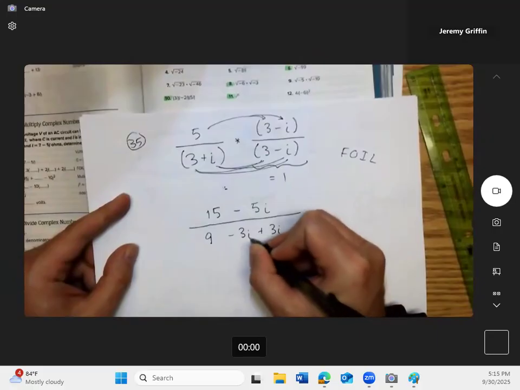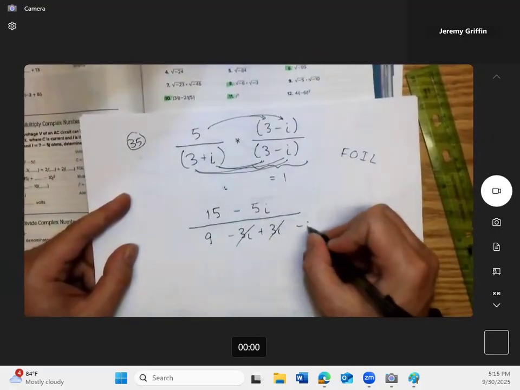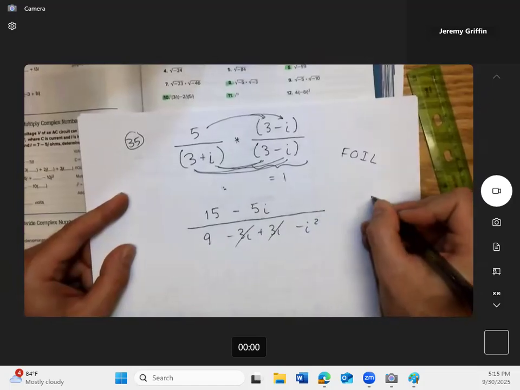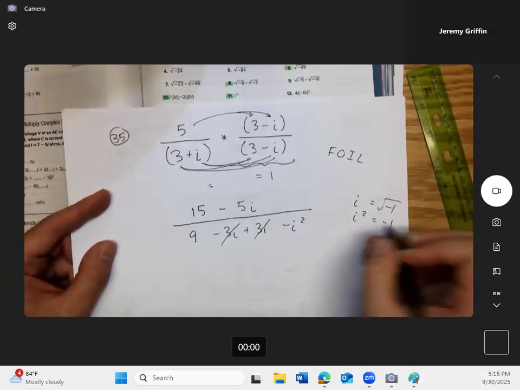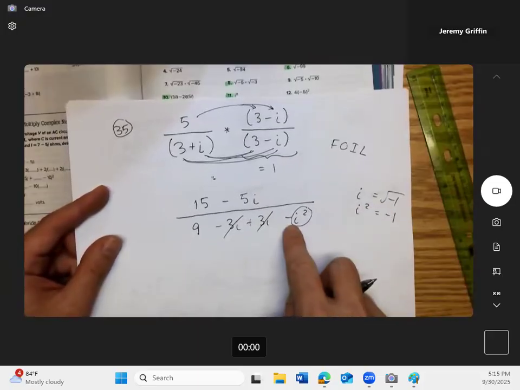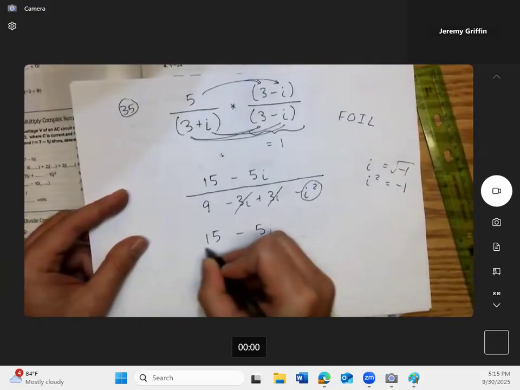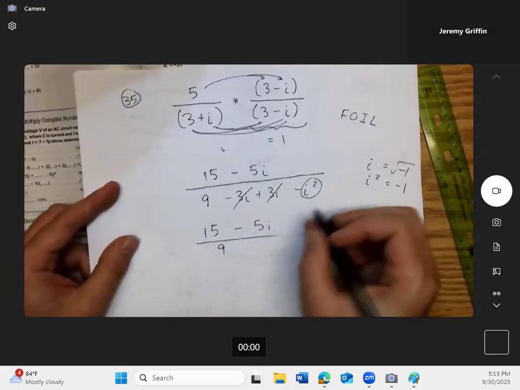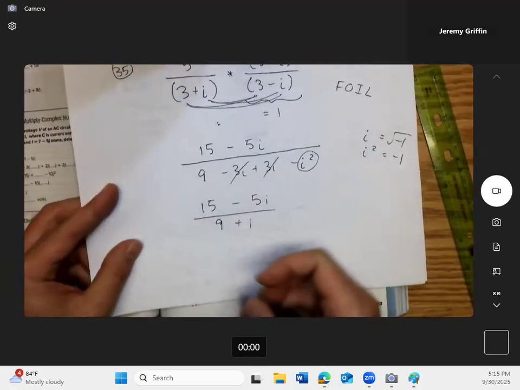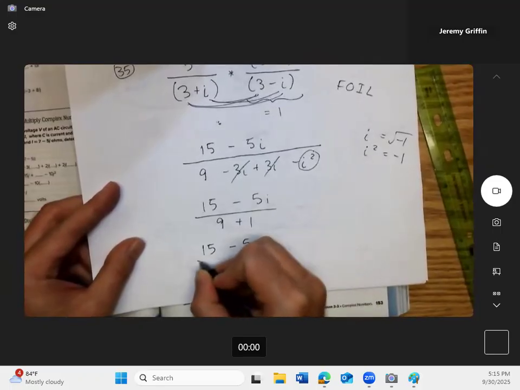That's the purpose of doing this method. And then minus i squared. But remember, i is root -1, therefore i squared is -1. So this bit right here is -1. So that's 15 minus 5i, all divided by 9 minus -1, which is 9 plus 1. So that's 10, isn't it? So that's 15 minus 5i, all divided by 10.